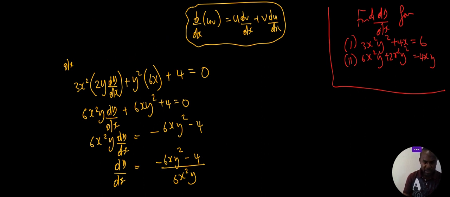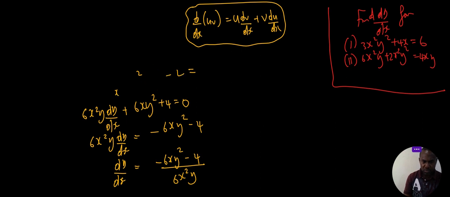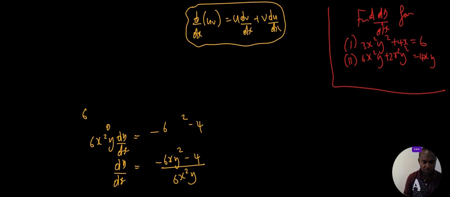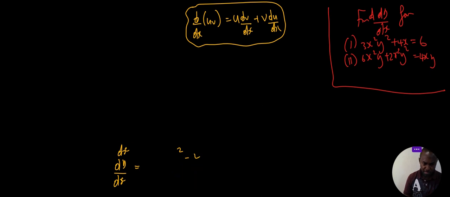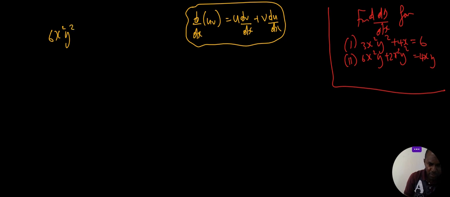Second one, we have an implicit function again. This one is 6x squared y plus 2x squared y squared is equal to 4xy. So let's write it here. We have 6x squared y squared plus 2x squared. Whoa, what did I write here? No, this should be 6x squared y. No squared in this first one, right? So 6x squared y plus 2x squared y squared is equal to 4xy.